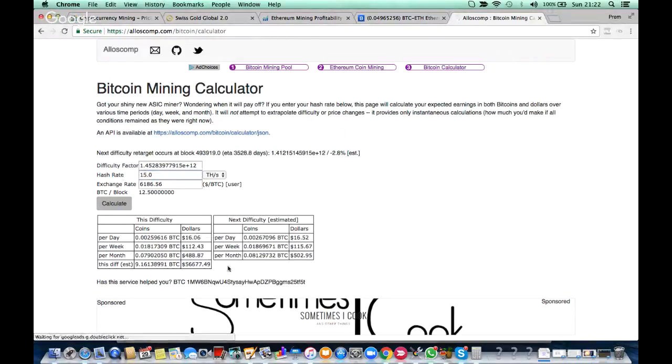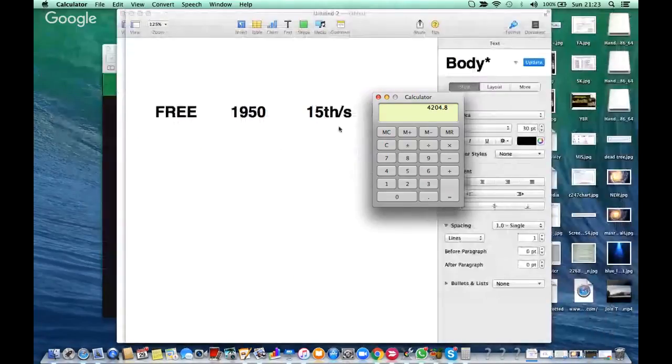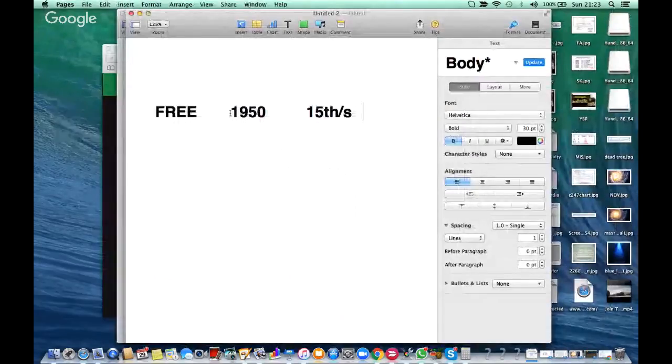15 terahash per second will give you a daily return of $16. So $16 times 0.28, that's $4.48 taken off. So 16 minus $4.48 net, right? That's $11.52 times 365 days is $4,200, right? Okay, very good. I like that number, $4,204. So as a free account, you spend $1,950.